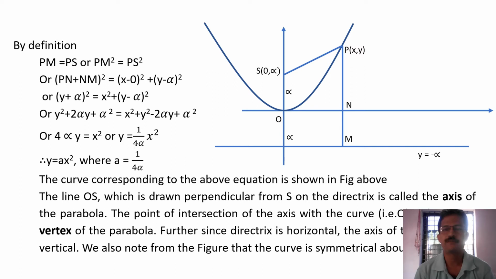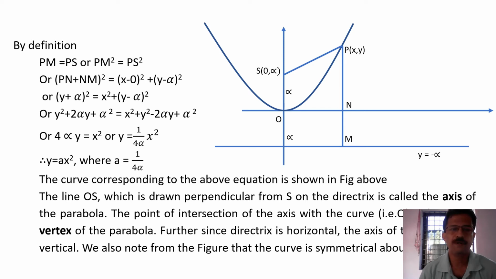PS is the distance from P to S. In the first session we have seen that when the coordinates of two points are known, the distance can be written in terms of their coordinates. So the square of the distance SP is (x minus 0) whole square plus (y minus alpha) whole square.